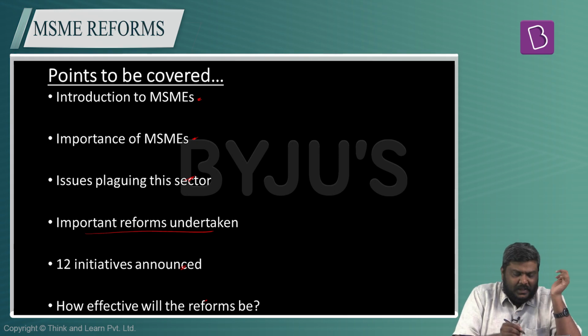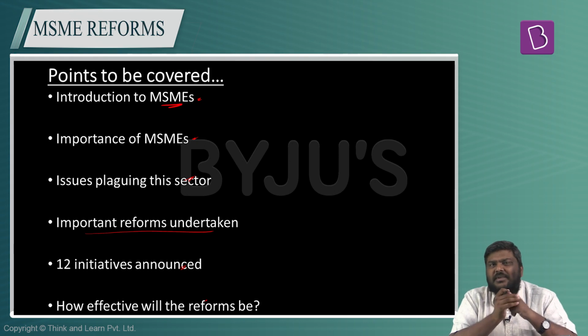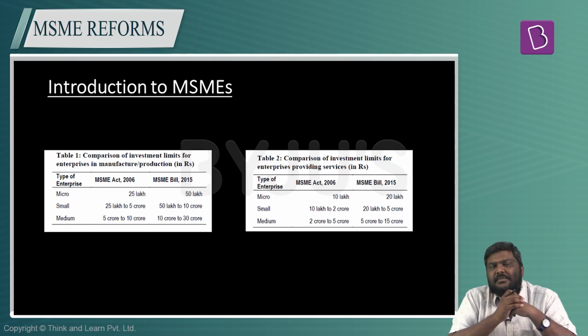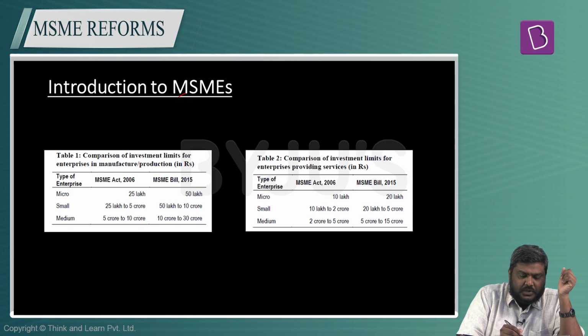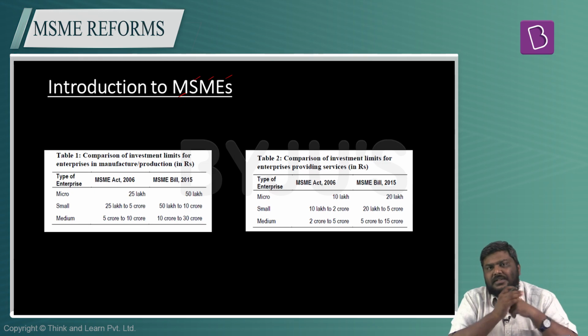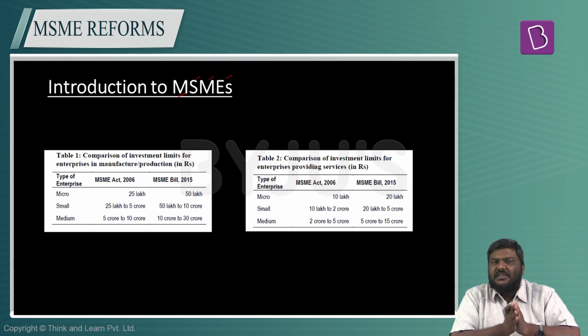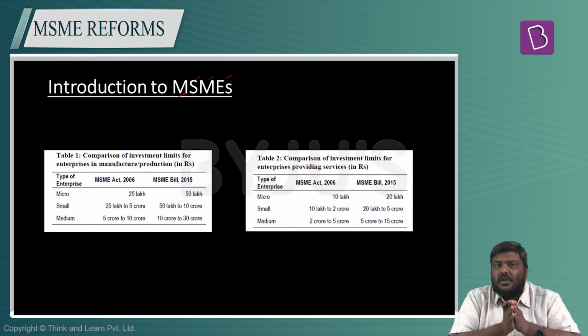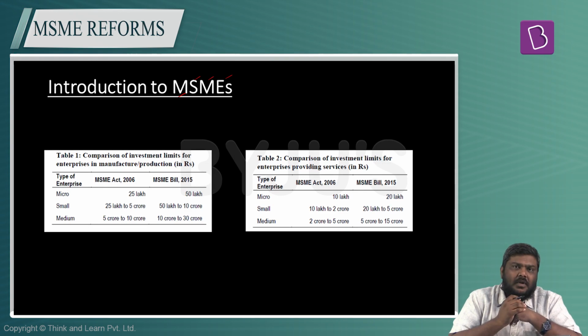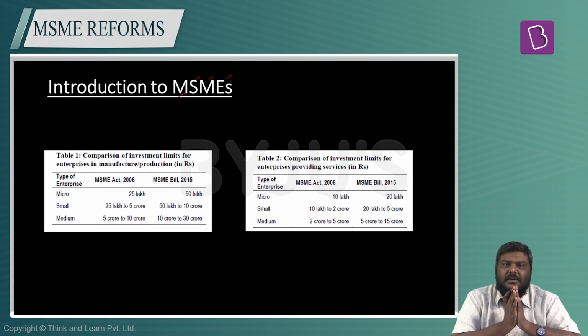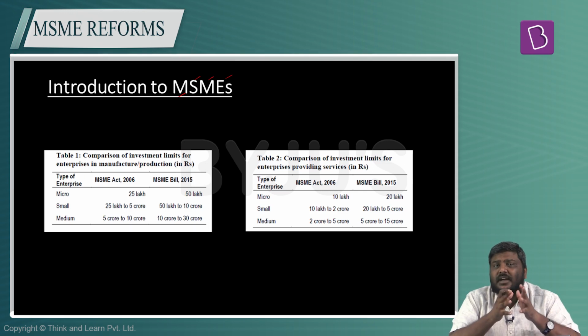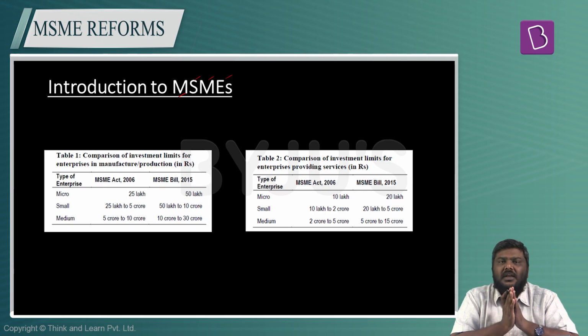To begin with, let's have a look at what is MSME. MSME basically stands for Micro, Small and Medium Enterprises. I'll repeat it. MSME stands for Micro, Small and Medium Enterprises. If you want to look at the evolution of MSMEs, you'll have to go just after independence. There was a committee set up by Government of India, the Karve Committee.